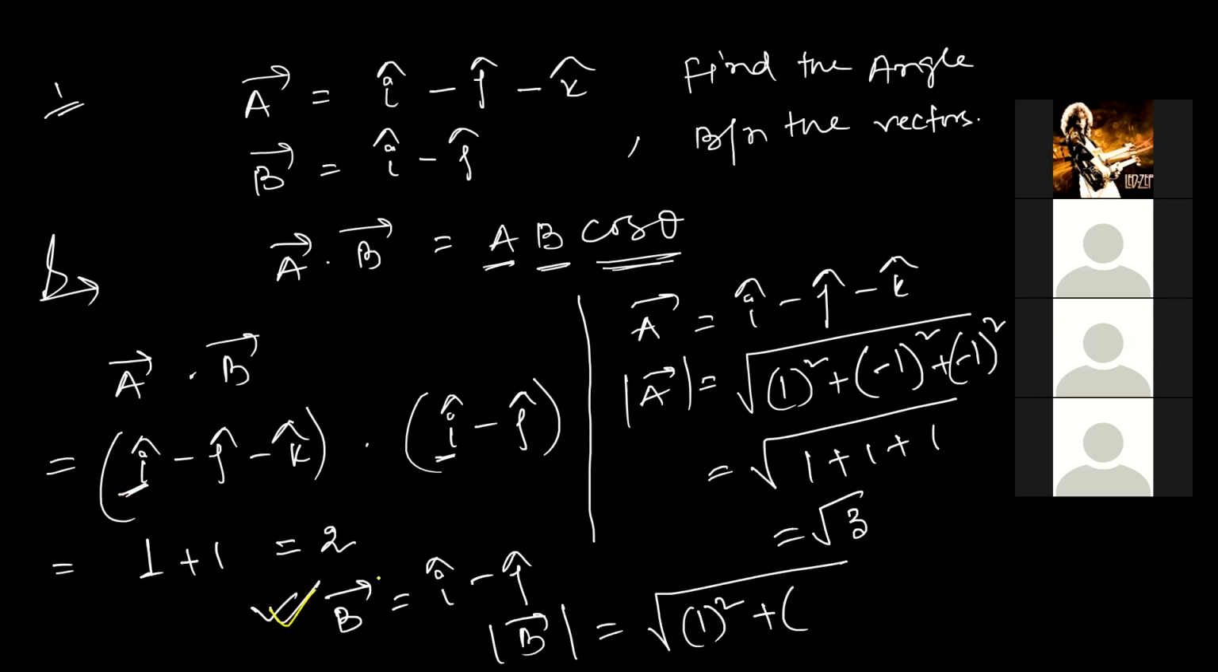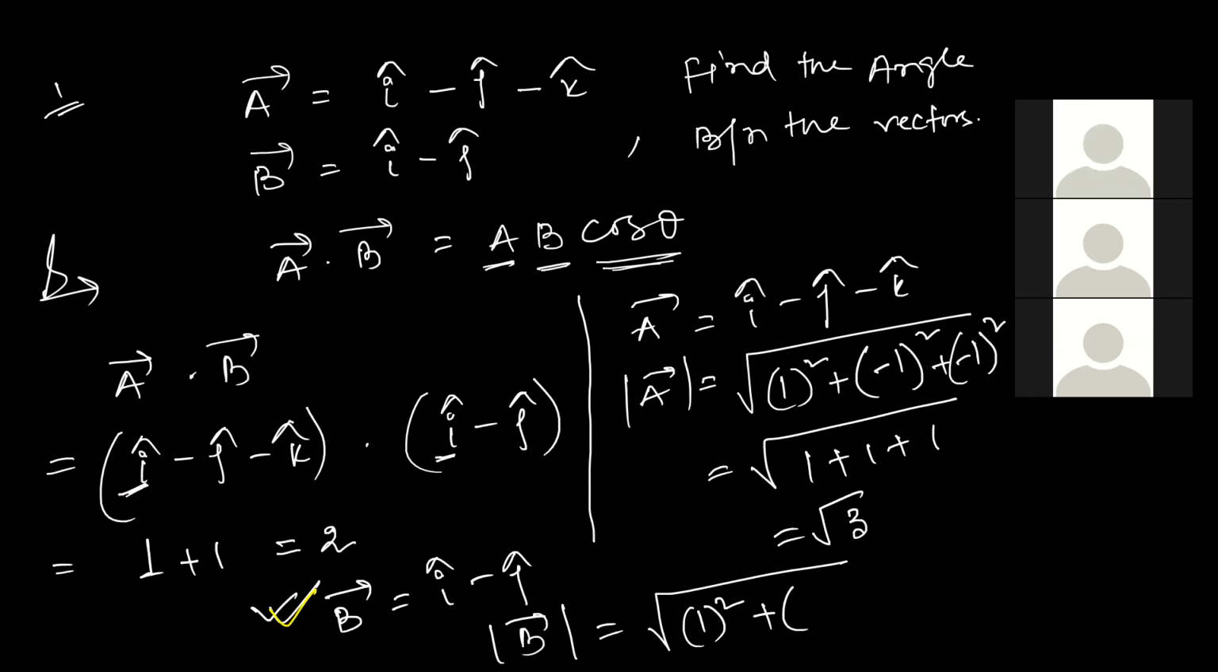What is the coefficient of J cap? Minus 1. Very good, minus 1. Its whole square. So what will I get? 1 plus 1, that is the square root of 2. So the magnitude of B vector is root 2, and the magnitude of A vector we have obtained. We have also found the dot product, and the dot product is 2 here.